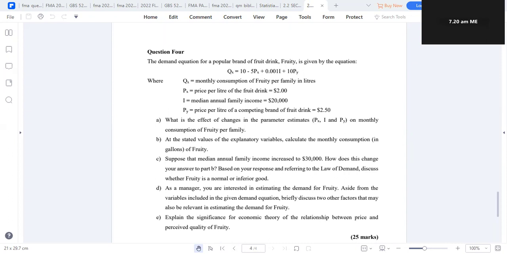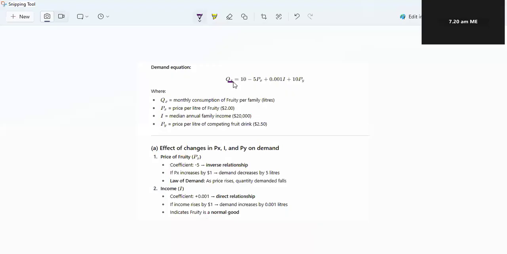So this is what the coefficients mean. Let's decimate them one by one. So Px means the price of fruit itself. This is Good Fruity, so meaning this is fruit. This is the income, and this is the price of good Y.